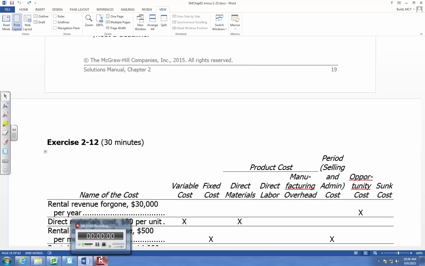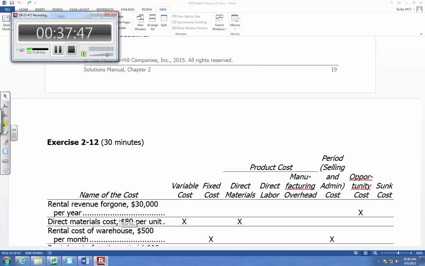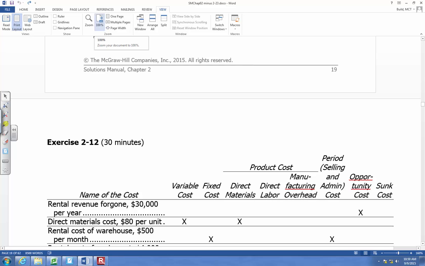Okay. What is this doing now? Huh. Just minimize it. There. Okay.